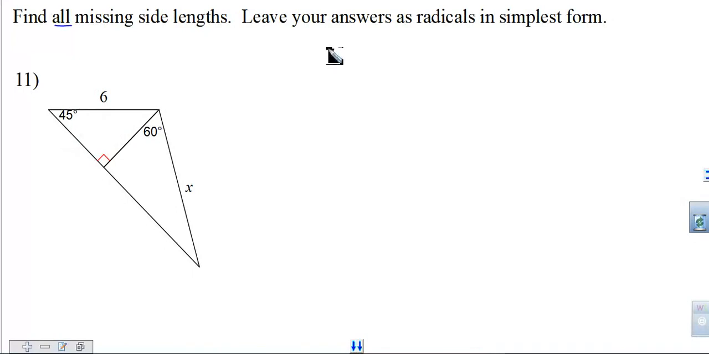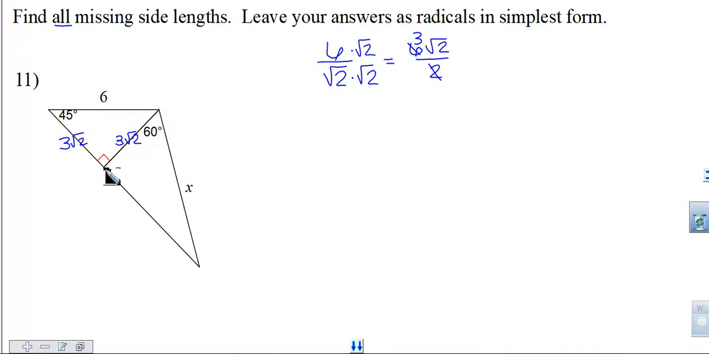The square root of 2. If I take 6 and divide by the square root of 2, it's improper. I need to rationalize by multiplying both the numerator and denominator by square root of 2. That gives me 6 square root of 2 over 2, but that's still not in simplest form. The 2 divides into the 6 3 times. So both legs of my 45-45 are 3 square root of 2.